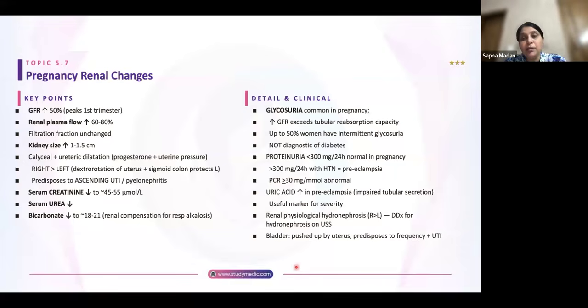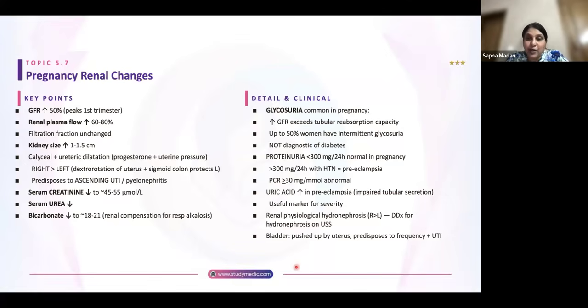So glycosuria is commonly seen in pregnancy. The GFR is increased by 50%, and this increased GFR is going to exceed the tubular reabsorption capacity. So there is more going into the nephron than the reabsorption capacity of the nephron. Up to 50% can have intermittent glycosuria, and therefore glycosuria is not a criterion for diagnosing diabetes in pregnancy.